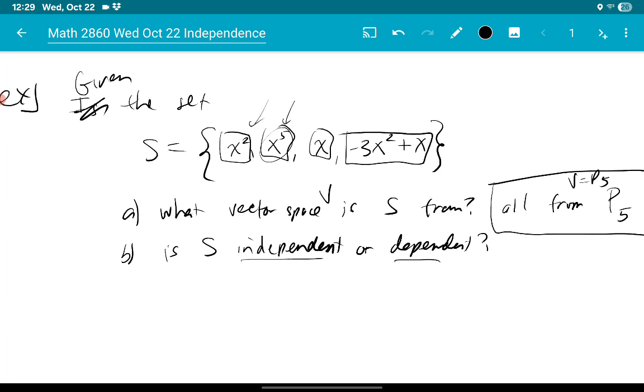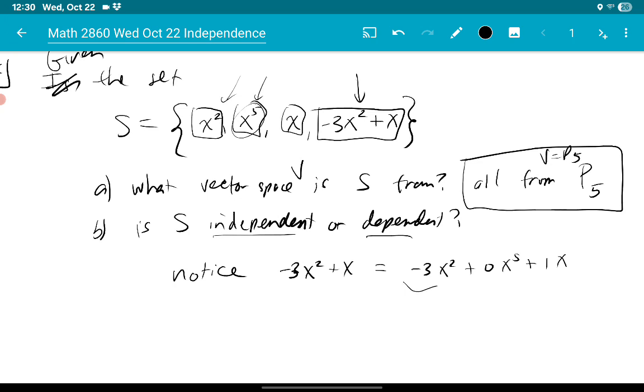If you look closely, I hope you notice that this last object, negative 3x squared plus x, is equal to negative 3 times x squared plus 0 times x to the fifth plus 1 times x, and therefore, notice this is a linear combination.